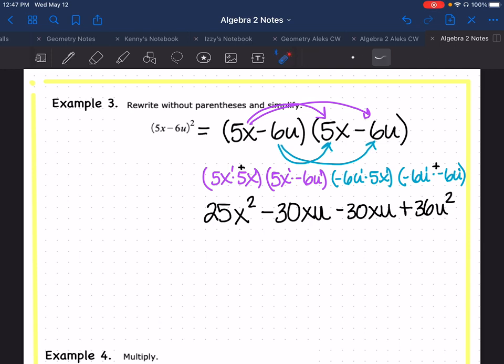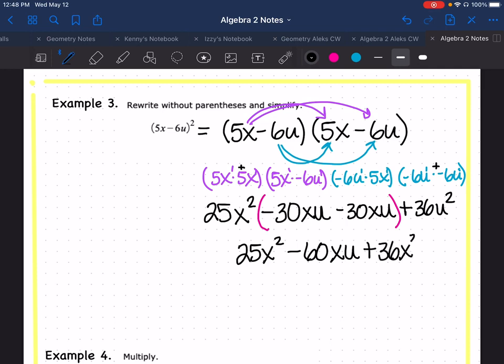Notice that right here in the middle, these two are exactly the same. They are like terms. Let me just go ahead and quickly change my color, and I can add those two together. So my final answer would be 25x squared. Negative 30 plus negative 30 would be negative 60xu or ux plus 36u squared. Okay, that would be my final answer.